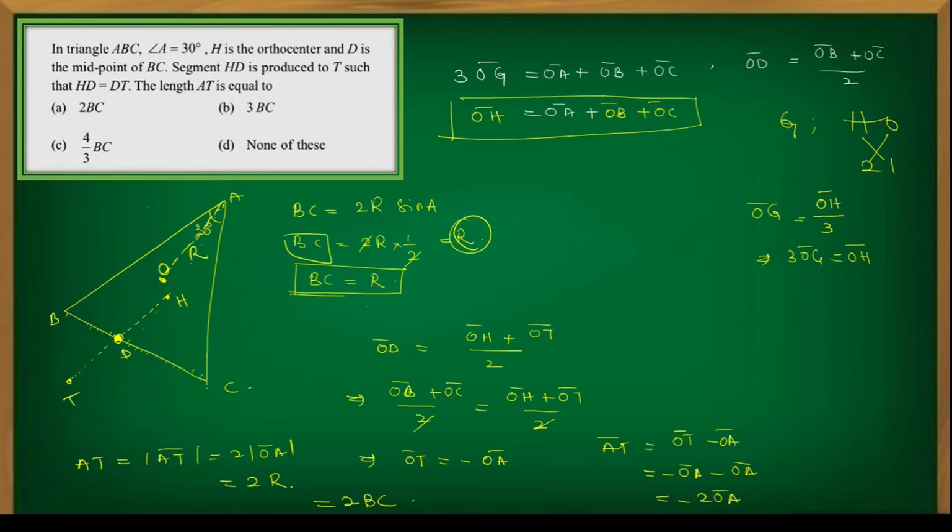Check that solution once, step by step. First, angle A, 30 degrees, is given to you, and in terms of BC are the options I am seeing. So I got a relation between that BC and angle A with the circumradius. Whenever I introduce a circumradius, I use the circumcenter also. With that relation, I got OH, and I compared that OH. I used the data here: D is the midpoint of HT, from which I got OT. After getting OT, I got AT, and I got the length of AT, again in terms of circumradius, which is twice of capital R, twice of BC.